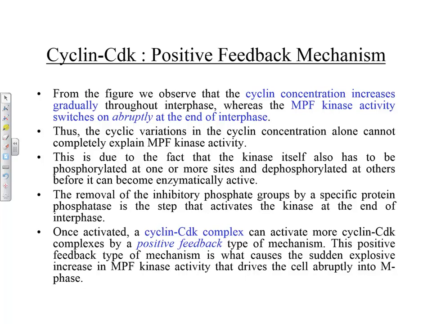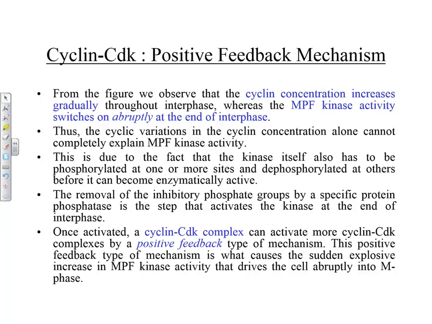Now if you looked at the figure, you would have observed that the cyclin concentration increases gradually throughout interphase, right? Not fast, okay? It doesn't increase rapidly. However, the MPF, the M phase promoting factor kinase activity switches on abruptly at the end of interphase, okay? So the cyclin cannot be the entire story. The changes in the cyclin could not be doing the entire timing, right? So the cyclic variations in the cyclin concentration alone cannot completely explain the MPF kinase activity.